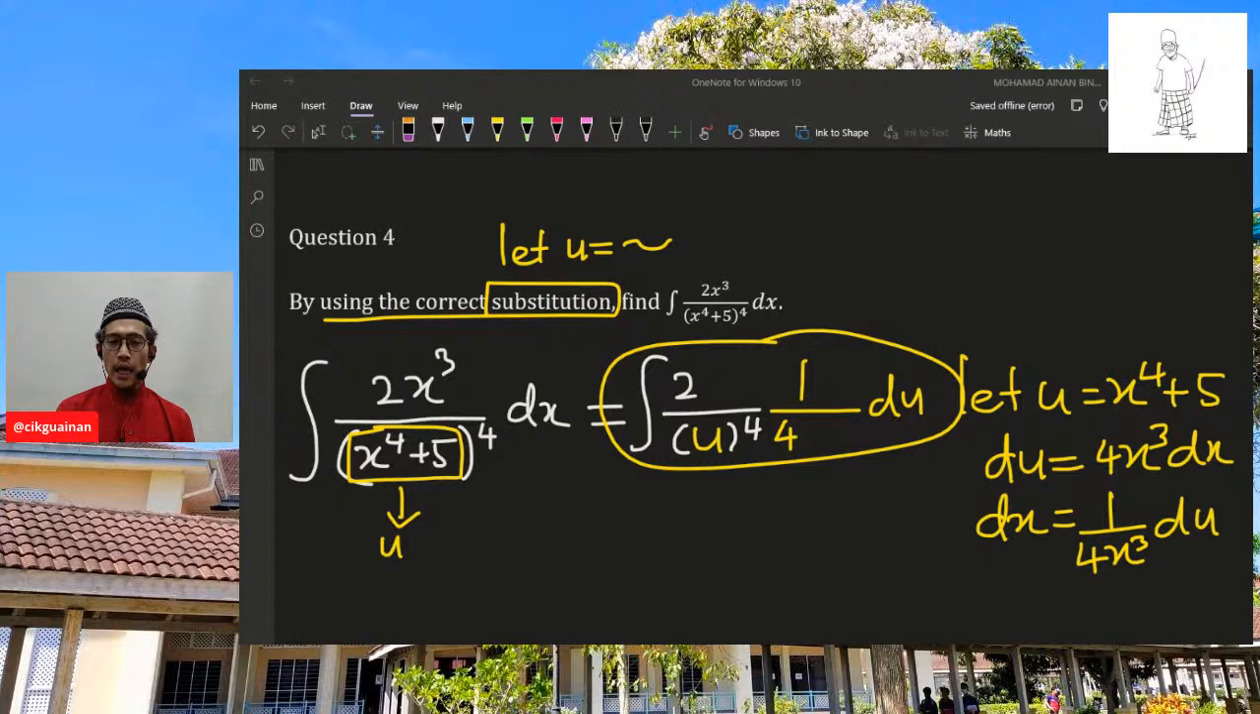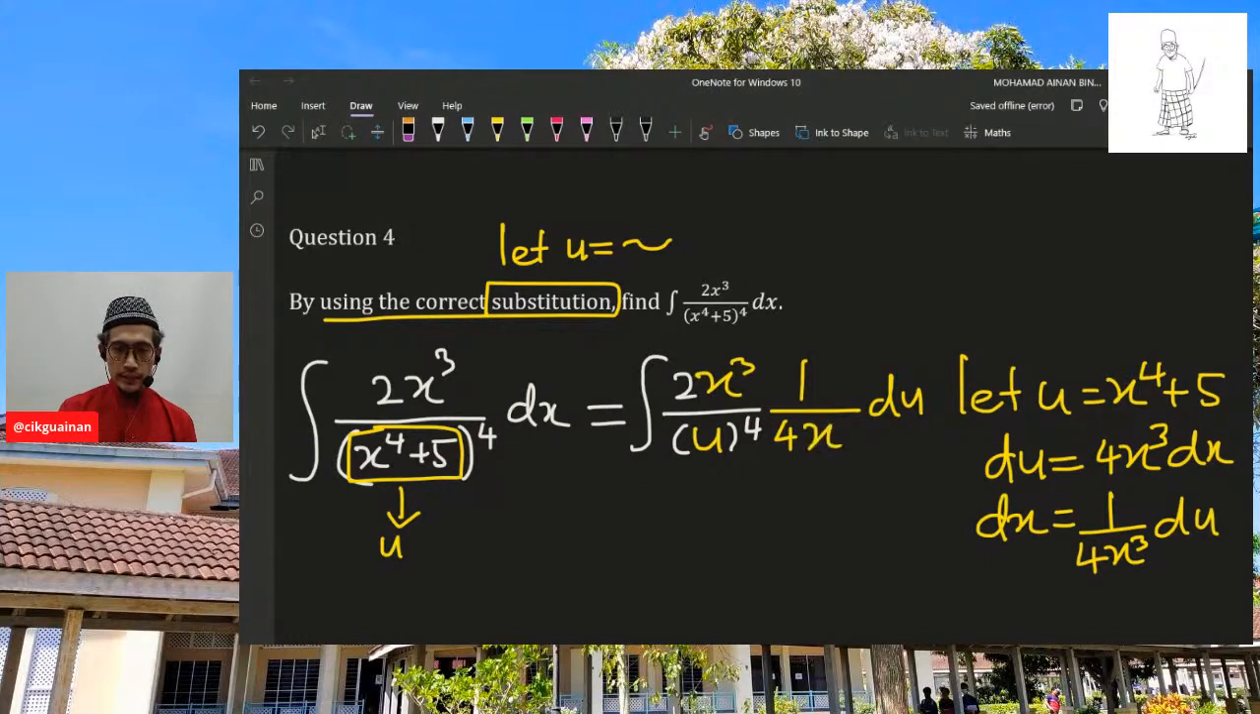You have to make sure it's perfect. I don't want you to use pen and just cross out like that and then write the next one. It's not nice. It's better that the x's are gone already, everything in terms of u, so we won't be confused anymore. What else? This 2 and this 4 can be simplified further, so this one can be 2, this one can be 1.